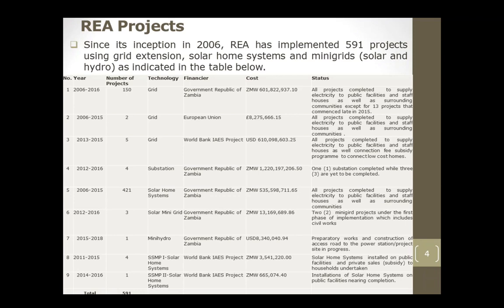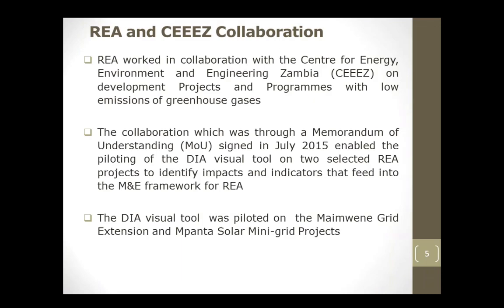So we go to the next slide. I want to talk about our collaboration working with CEEEZ. RIA has worked with Center for Energy, Environment and Engineering Zambia, CEEEZ, on development projects and programs with low emission of greenhouse gases. The collaboration, which was through a memorandum of understanding signed in July 2015, has enabled the piloting of the DIA Visual 2 on 2 selected RIA projects to identify impacts and indicators that feed into the M&E framework, which we have developed in collaboration with CEEEZ.